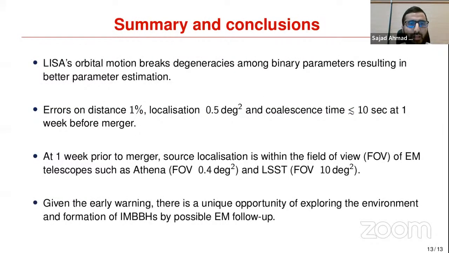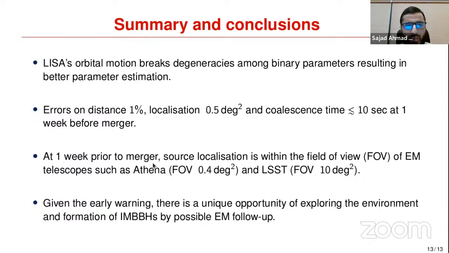Now I will conclude here. LISA's orbital motion breaks degeneracies among binary parameters, resulting in better parameter estimation. Errors on distance are around 1%, sky localization is 0.5 square degrees, and the collision time we are measuring within an accuracy of 10 seconds, even 1 week before merger.